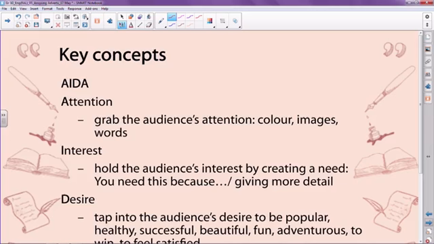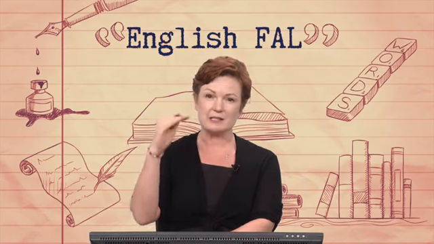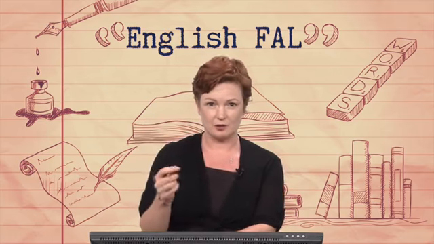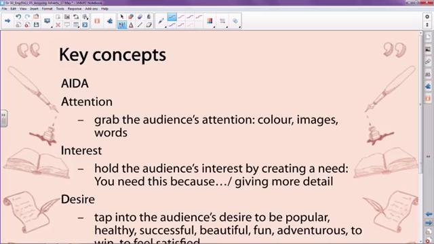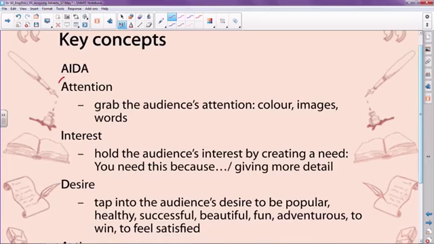Now, if we're analyzing adverts, there's a very useful technique for analyzing and for creating adverts. We call this AIDA. If we look at AIDA, it's A-I-D-A, and each letter stands for something. Have a look here with me. Here we have AIDA. So A stands for attention. If you're creating an advert, the first thing you want to do is to grab the audience's attention. So you might use color, or images, or words.